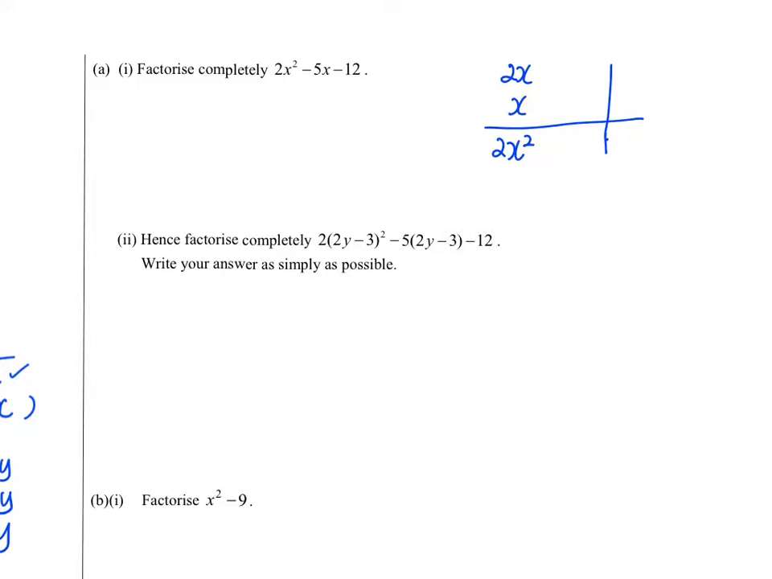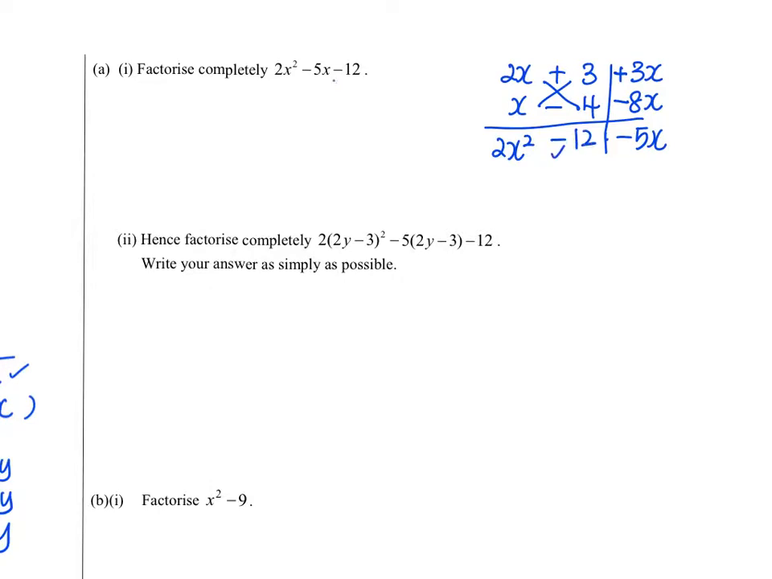I can try 6 times 2. 6 times 2 does not give me 5. What about 3 times 4? Okay, maybe I'll try a 3 and a 4 so that I get an odd number. 2 times 4 is 8x. X times 3 is 3x. I want to get negative 5x, so I'll put the negative with the larger number. So plus 3 minus 4, negative 12.